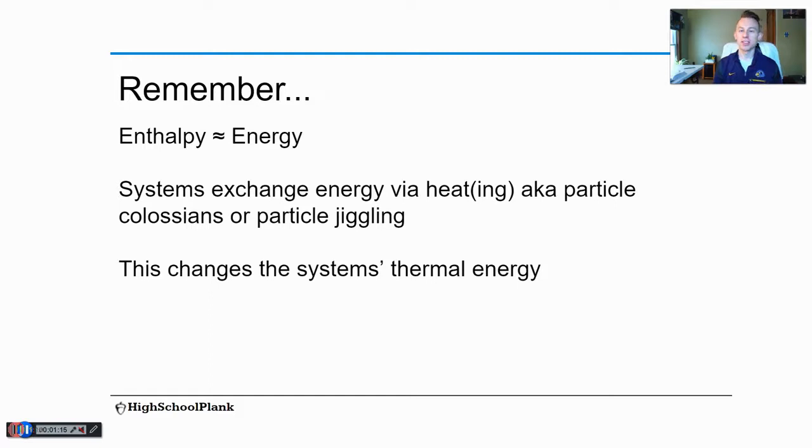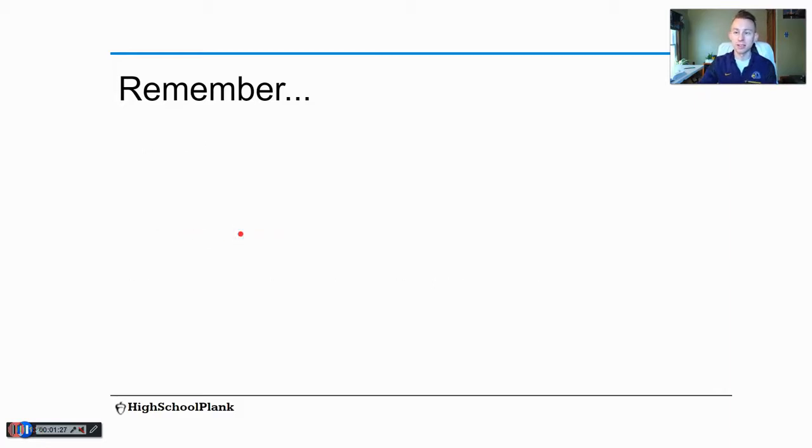This changes the systems' thermal energy. So when something changes its thermal energy, it's changing, well, its temperature. There are other ways that a system can change its energy, but that is the main way that it will change its thermal energy. We'll study phase energy and chemical or bond energy in the future.